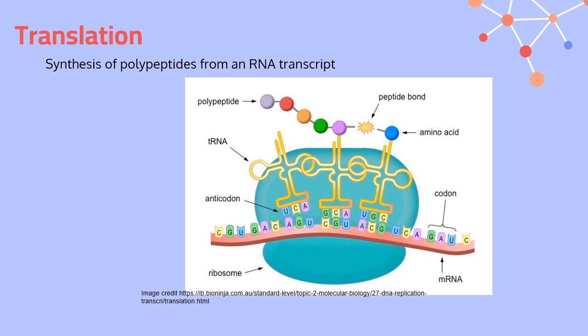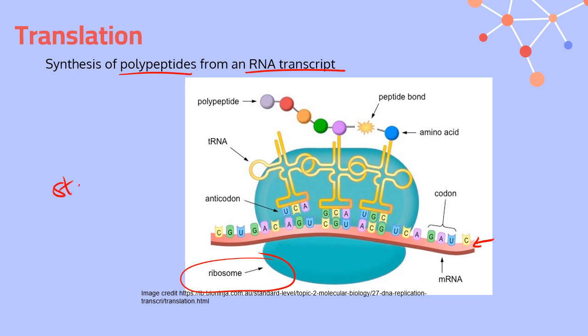And moving on to translation now. This is where we use our messenger RNA transcript to code for a sequence of amino acids that builds a polypeptide chain. That polypeptide chain can then get folded into functional proteins. This all happens in the cytoplasm where we have lots and lots of ribosomes. Our messenger RNA here will bind to the ribosome.